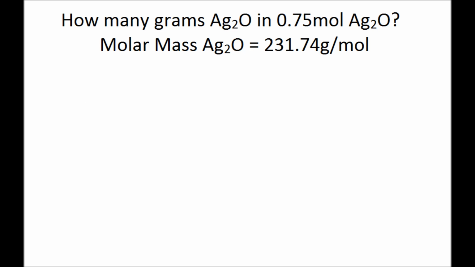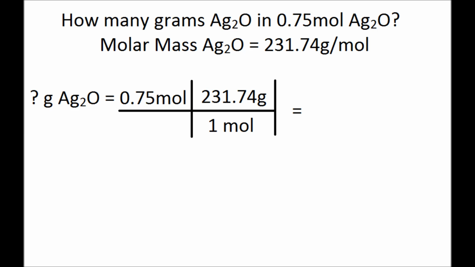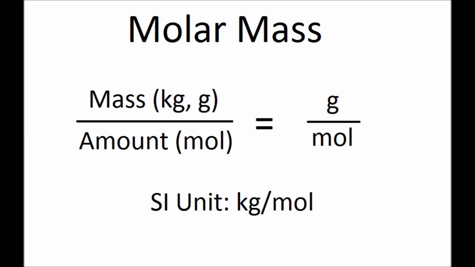Let's try another one. This time, instead of trying to find out how many moles are in a certain amount of grams, we can use the molar mass to find out how many grams are in a certain amount of moles. In this case, 0.75 moles of silver oxide. Once again, we put all the information in, making sure that all the units cancel except for the one that we want. In this case, grams. Once we cancel out the moles and multiply across and divide by the bottom, we find that 0.75 moles of silver oxide is equal to 173.80 grams of silver oxide.